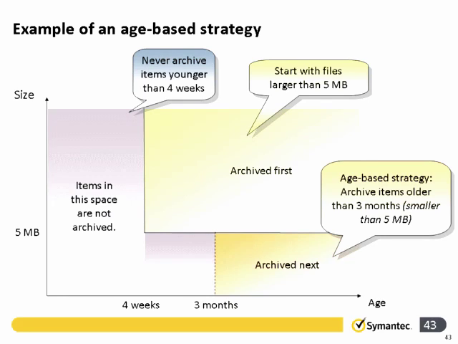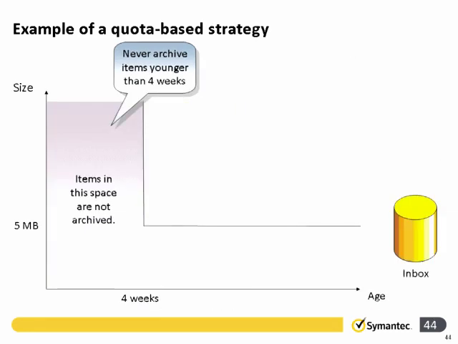Now what that does, though, is the age-based strategy comes back and says that I want to archive everything that's over 3 months, no matter what its size is. So you can see here that there's actually a little section that's older than 4 weeks, younger than 3 months, smaller than 5 megabytes, that is not going to get archived in this particular scenario. So you just have to play with it maybe for a little while to start seeing where the overrides come into effect versus what your selected archiving strategy is, either age, quota, or a combination of both. So let's look at the example associated with the quota-based strategy.